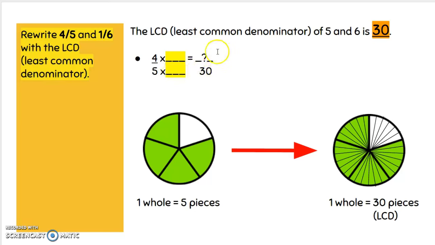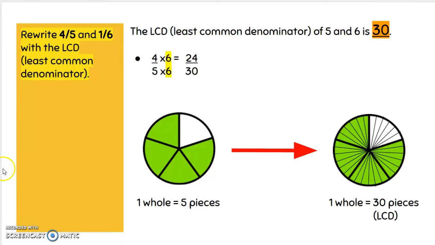But in order for this to be equivalent, right, for it to have the same value, like you can see here in the picture, the green takes up the same amount of space in both circles. That's what we want. We want it to be equivalent. If I know that 5 times 6 is 30, so I multiply the denominator by 6, I also have to multiply the numerator by 6.